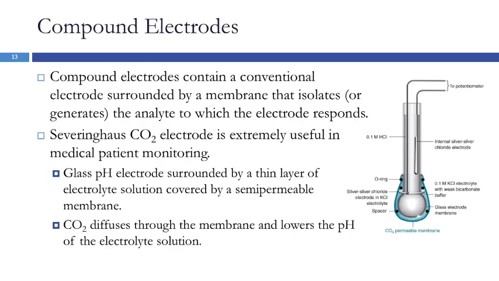There are different ways to measure CO2. This Severinghaus electrode has some limitations. Its useful range is a little bit odd, but it turns out that is perfect for measuring CO2 levels in human blood. And so that's why it's used so much.